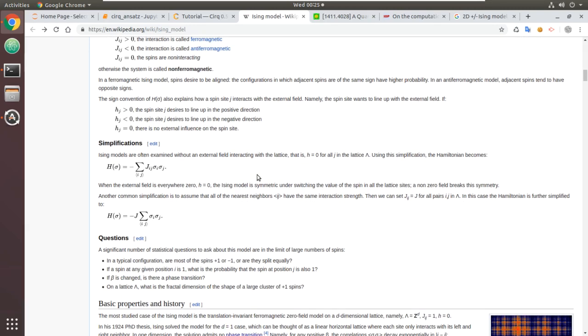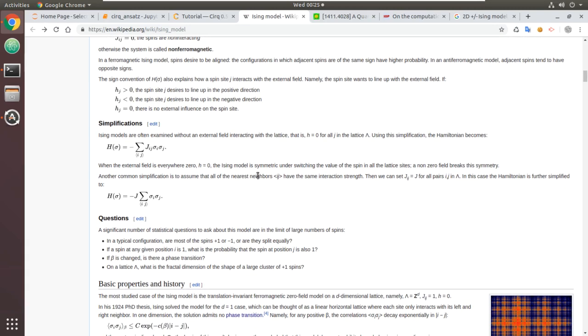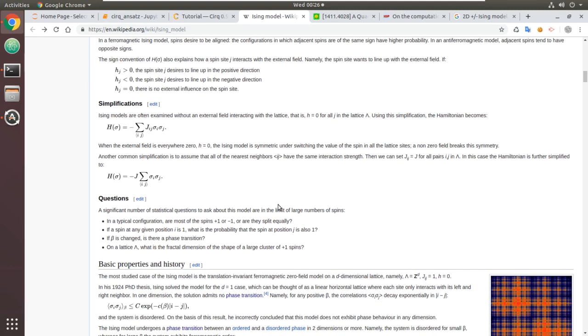Simplification. So H equals 0 for all J in the lattice, and the plan becomes like this. When the external field is everywhere 0, the Ising model is symmetric under switching the value of the spin. Another common simplification is to assume that all the nearest neighbors I and J have the same interaction strength. Then we can set Jij equals J for all pairs Ij in the lattice. Then it's further simplified.